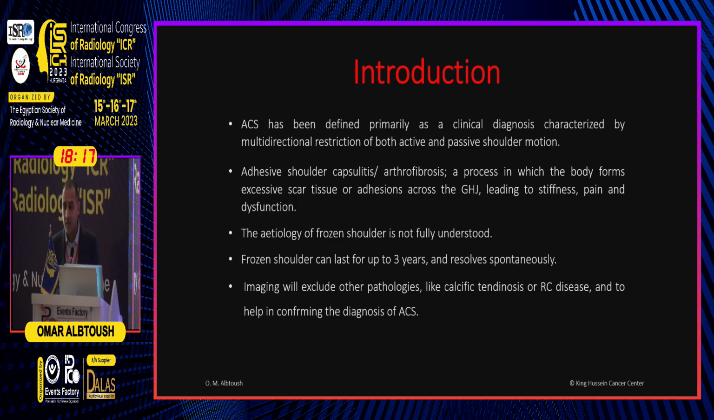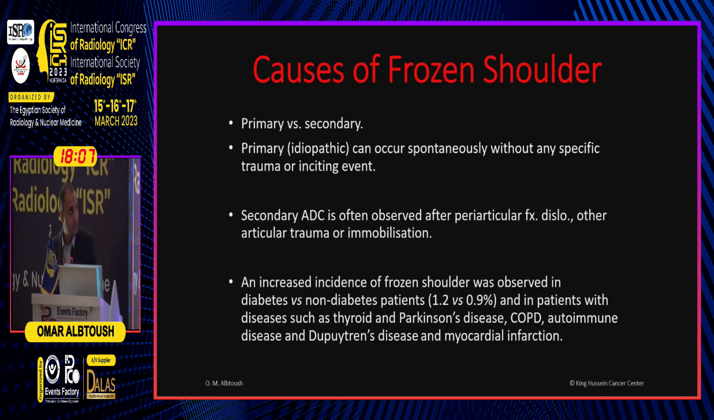The importance of imaging is not only to diagnose frozen shoulder but also to exclude other causes, which can be very apparent on MRI scan. So here, in fact, we have primary versus secondary causes. Primary is idiopathic, we don't know the etiology. Secondary can be due to trauma or long history of immobilization, for example, after fracture of the humerus or so on. And for increased incidence, we have also multiple associations.